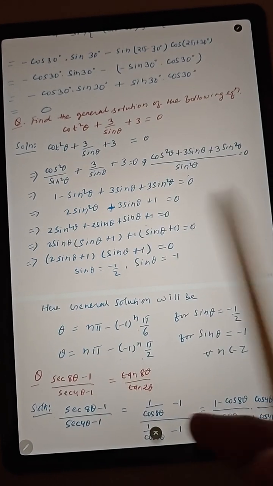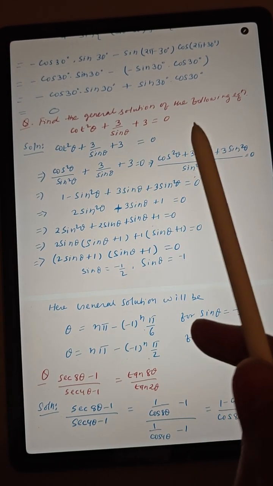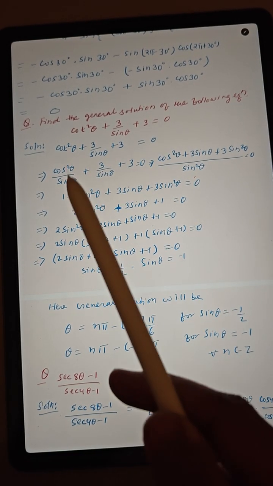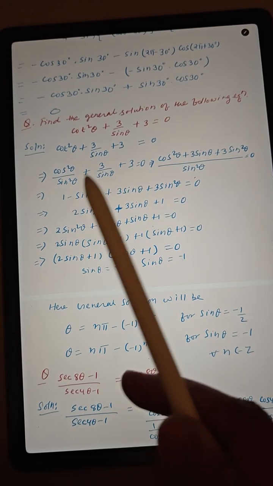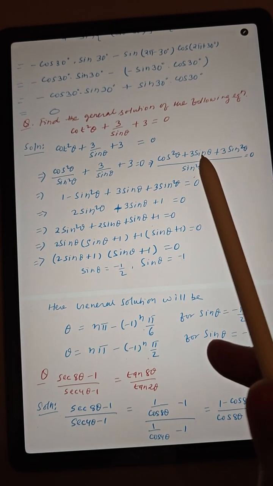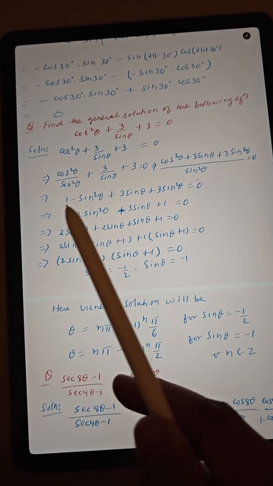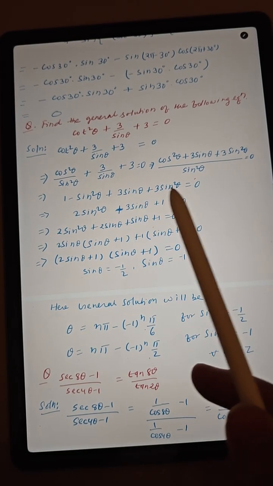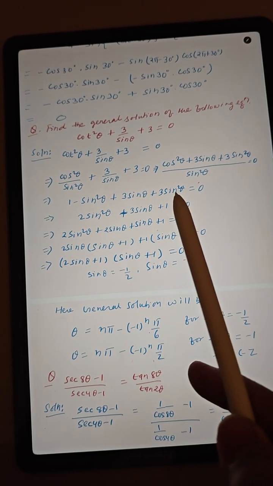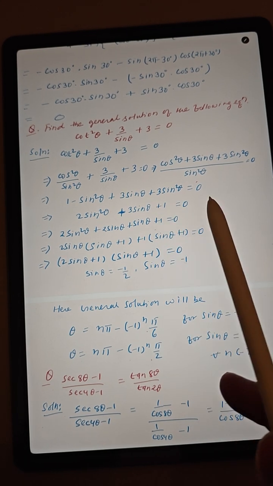Now come to this. Find the general solution of the following equation: cot²θ + 3/sin θ + 3 = 0. This can be written as cos²θ/sin²θ + 3/sin θ + 3 = 0. Take the LCM: cos²θ + 3 sin θ + 3 sin²θ = 0. Now cos²θ is 1 − sin²θ, so 1 − sin²θ + 3 sin θ + 3 sin²θ = 0. This will give you 3 sin²θ − sin²θ, which is 2 sin²θ + 3 sin θ + 1 = 0.